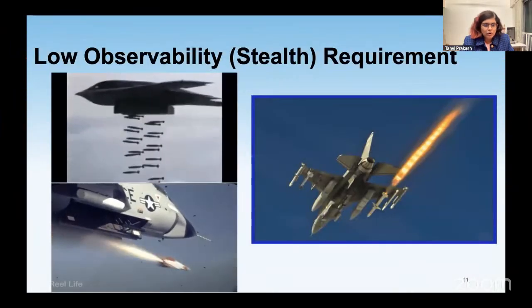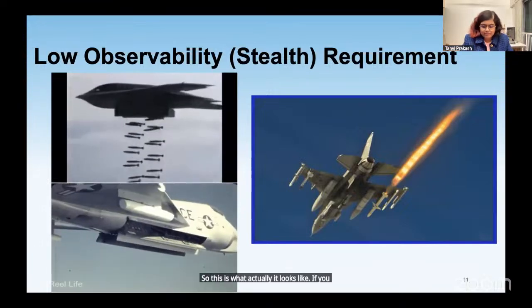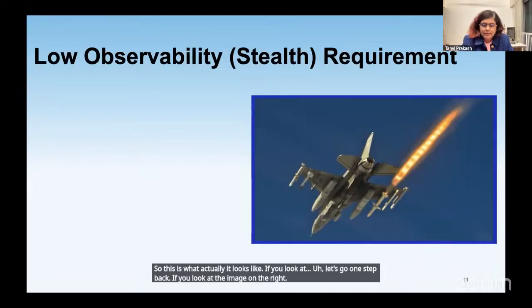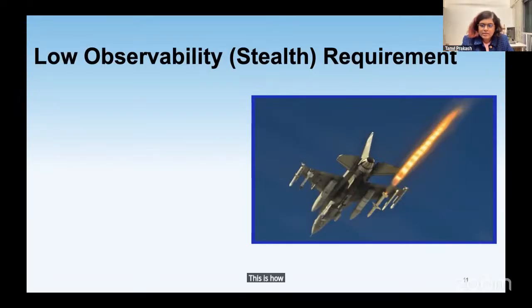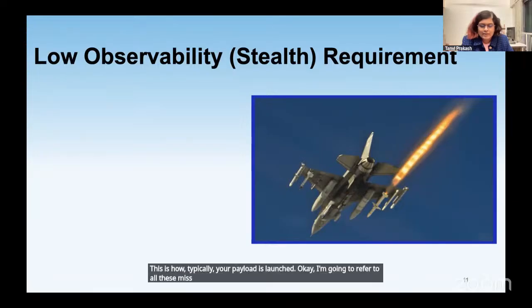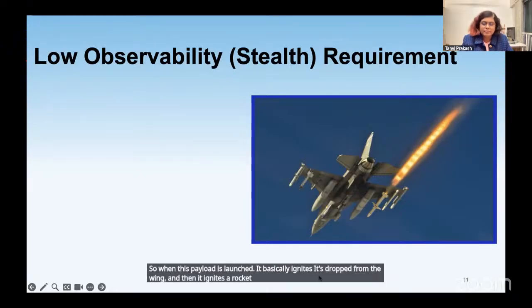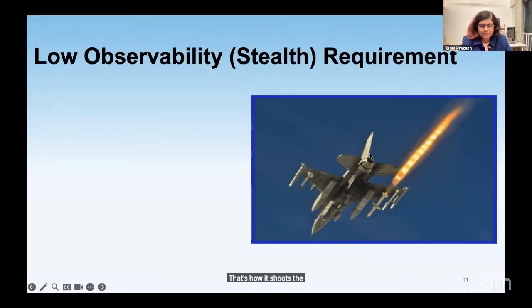So this is what actually it looks like. If you look at, let's go one step back. If you look at the image on the right, this is how typically a payload is launched. Okay, I'm going to refer to all these missiles, bombs, rockets, I'm going to refer to all of them as just the word payload. So when this payload is launched, it's dropped from the wing, and then it ignites a rocket which further propels it forward and clear of the aircraft. That's how it shoots the payload out, right?